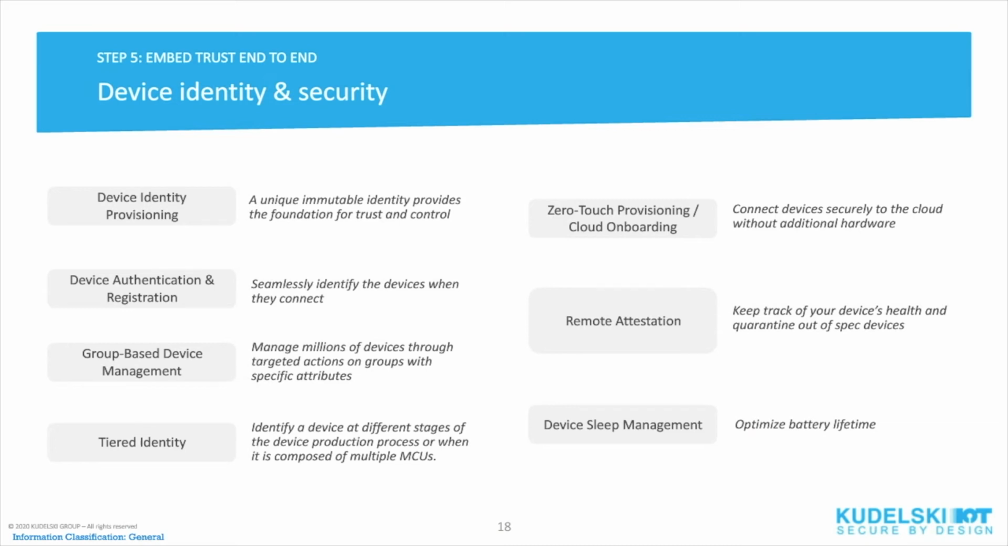Device identity and security is key. We need to provision at the point that a device is created. We need to make sure that we can seamlessly identify these devices when they connect by their unique identities. We need to be able to do zero-touch provisioning and cloud onboarding so that when a device connects to the network, the backend knows exactly what that device is, knows that it's authorized to connect, and knows it can trust that device and all the data coming from it, as well as a number of other important security use cases, as we would call them.